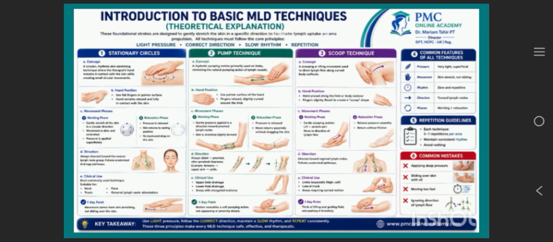So hand position in this scoop technique: first you should have the concept that a scooping or lifting movement is used here to direct lymph flow along curved body surfaces. This scoop technique is used for curved body surfaces. So hand position: hand placed along the limb or body contour. Fingers slightly flexed to create a scoop shape.